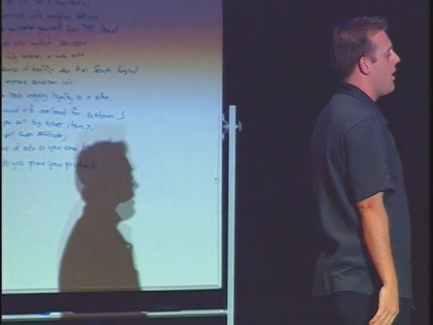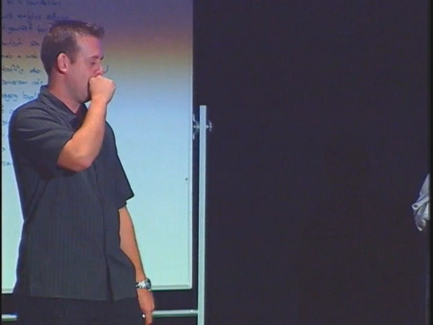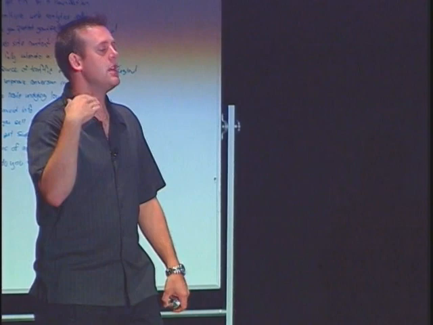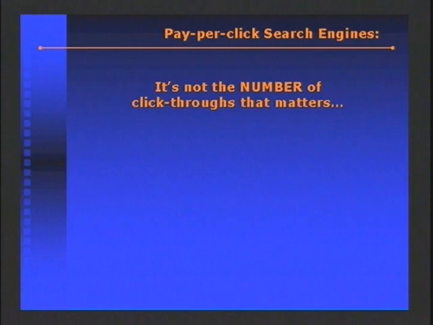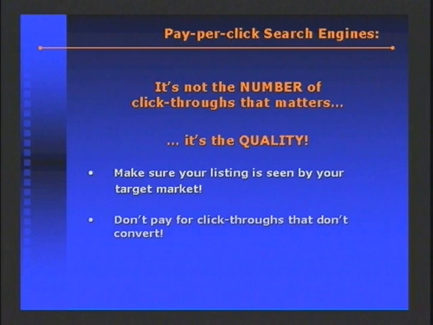Other pay-per-click search engines, they're not as in-depth and as powerful as Overture, so they don't have these tools. So when you get into the other pay-per-click search engines, you have to monitor that on your own. Once again, it's not the number of clicks through that matter, it's the quality. If you're tracking it and they're making you money, those are quality listings. If they're not, you got rid of them. We talked about that already.